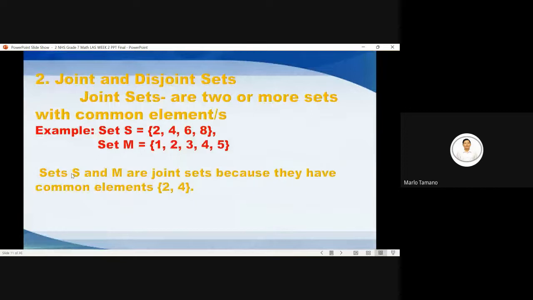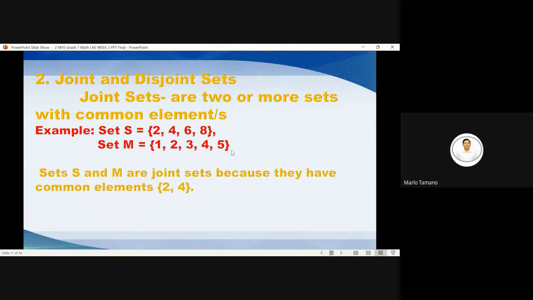Now, number 2, joint sets and disjoint sets. Let's start with joint sets. Joint sets are two or more sets with common elements. The keyword here is common. With common elements. Okay? So, let's see. For example, set S has 2, 4, 6, 8. Set M has 1, 2, 3, 4, and 5.